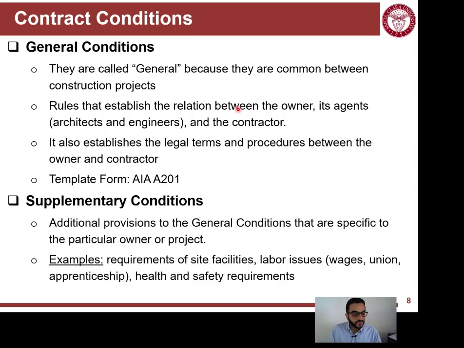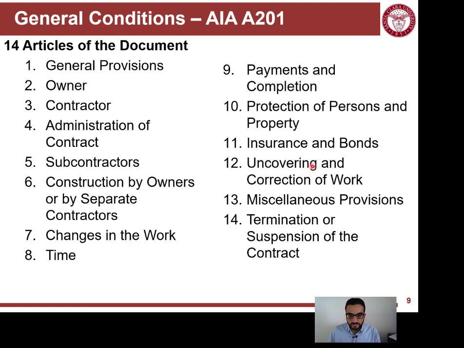But in some projects, you need to supplement these general conditions with special conditions that are not in the general conditions. That can be anything. Imagine any special requirement from the owner for the contractor to consider, like special requirements for site facilities, labor requirements, or health and safety requirements. These will be in the supplemental conditions.